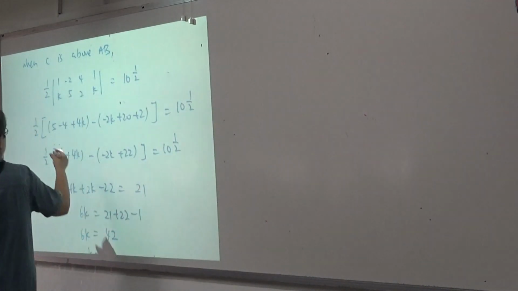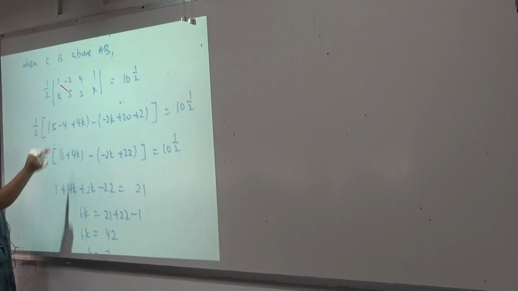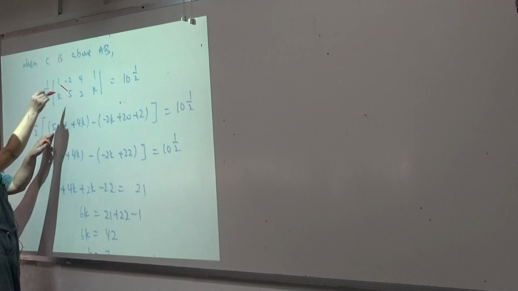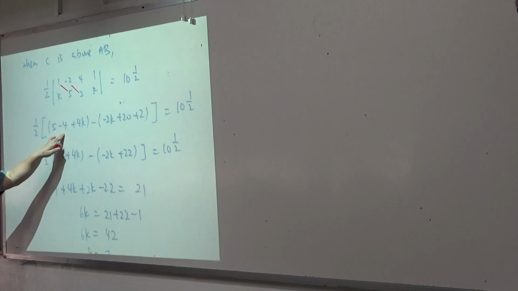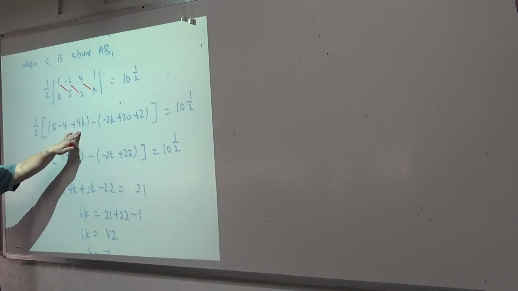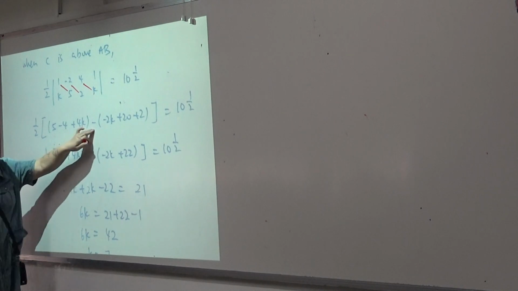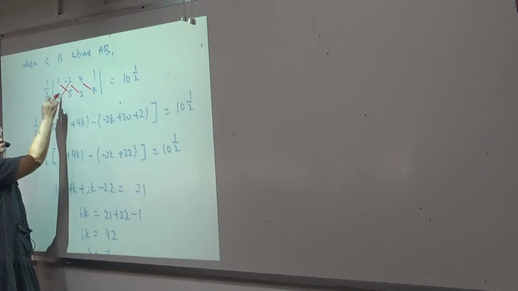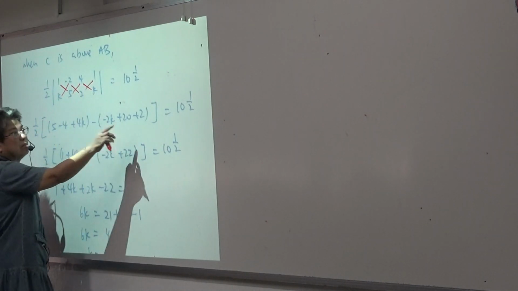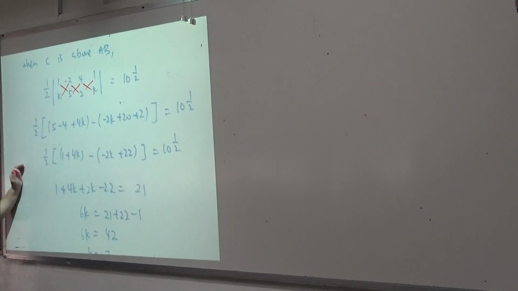What is this times this? 5. Right? Negative 2 and 2, negative 4. 4 and k, 4k. Can you see? Then you minus, open bracket. What is this and this? Negative 2k. What is this and this? 20. What is this and this? 2. Can you see I get this?